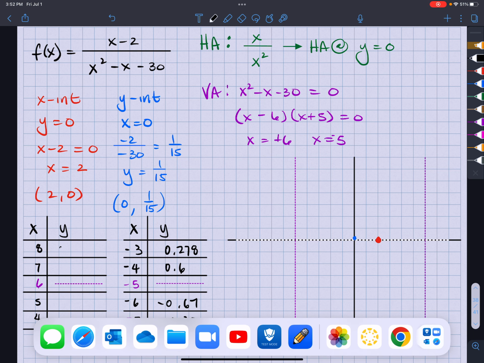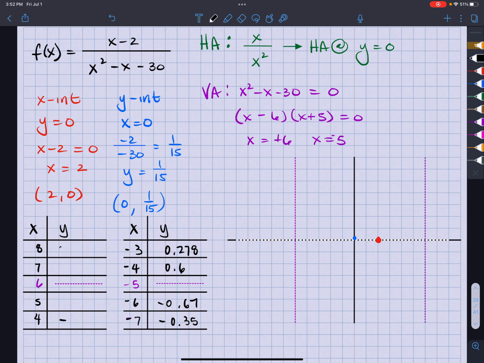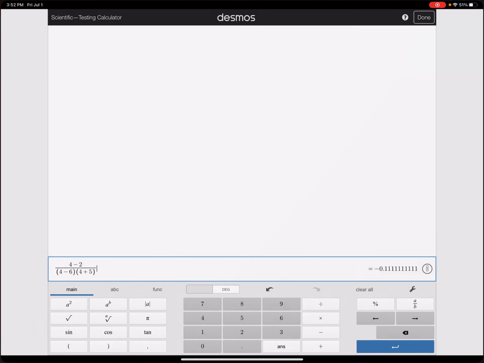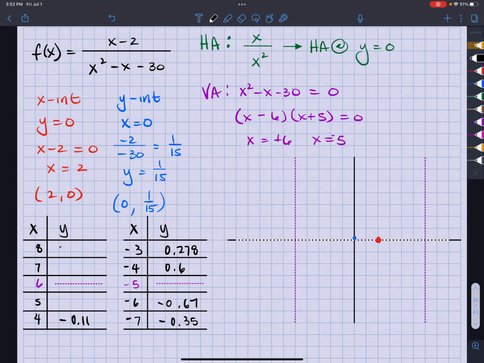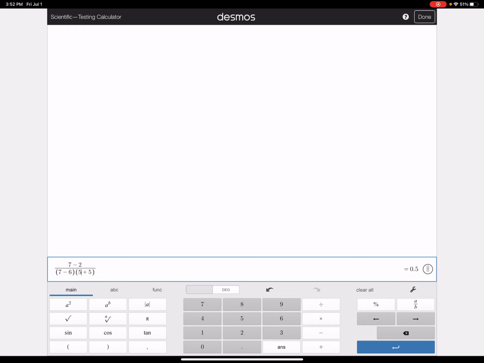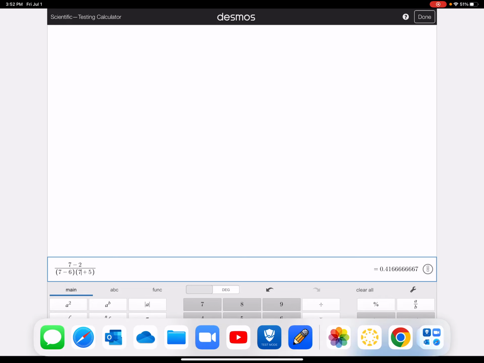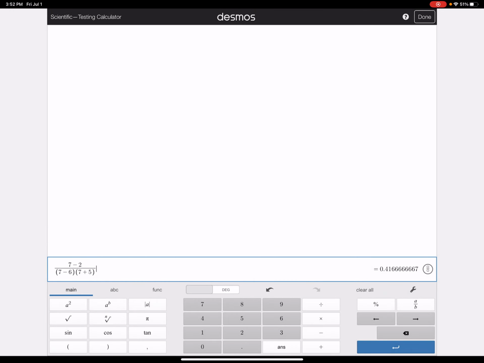Now I can do the positive 4, 5, 6, 7, 8. Okay. So 4, negative 0.11. Now let's do 5. Negative 0.3. 7. Positive 0.42. And now 8. Point 2.3.